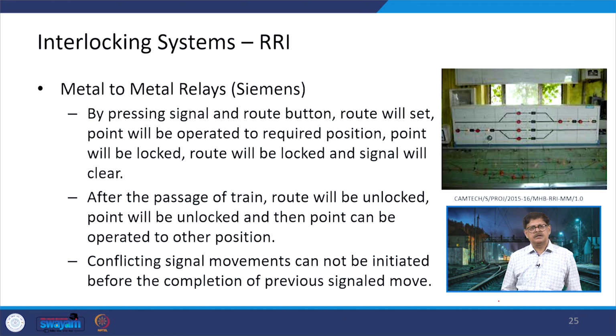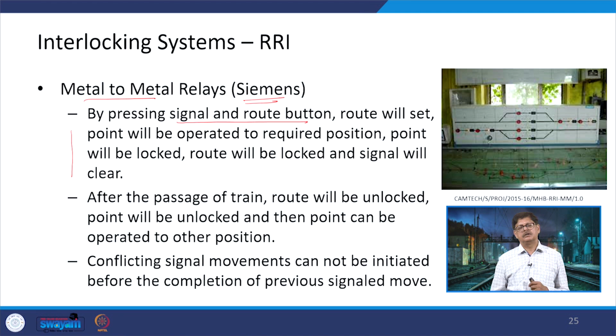Now as we said, there are other types of RRIs, which are the Siemens RRI, based on metal to metal relays. In this, on pressing signal and route buttons, the route will be set and the point will be operated to the required position, the point will be locked, the route will be locked and the signal will be cleared. So all of these things happen with the help of pressing the various buttons. After the passage of the train, the route will be unlocked, the point will be unlocked, and then the point can be operated to the other position. That again happens using the relays.